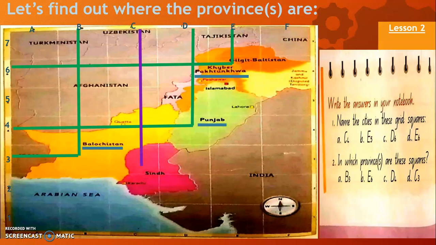Make a line starting from point C and ends where we find the 3 horizontal row. Make another line starting from point 3 and ends where we find the C vertical column. So the C3 grid square belongs to which province? Sindh province.